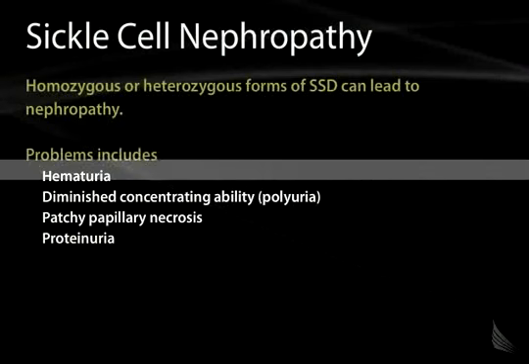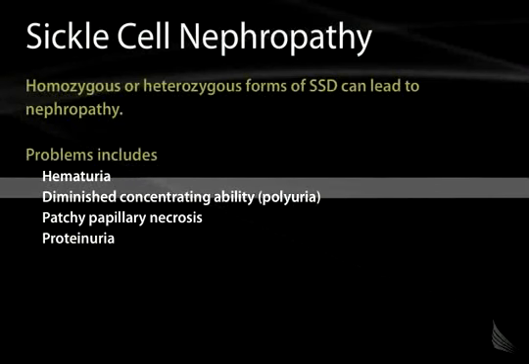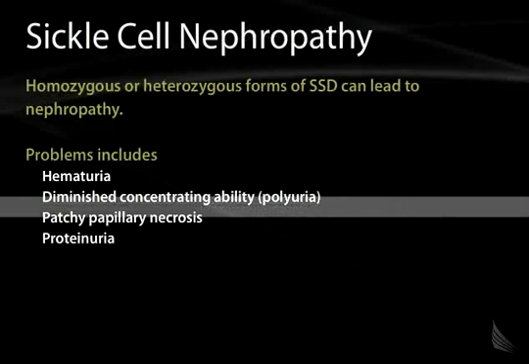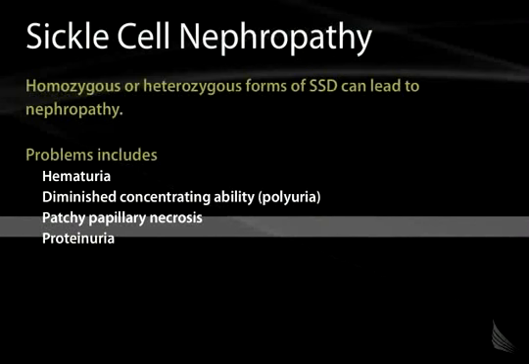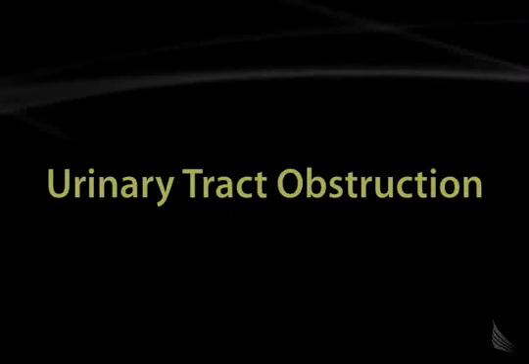Problems in this disease include hematuria, diminished ability to concentrate urine, meaning that you get polyuria, increased urine production that is dilute. You can get patchy papillary necrosis, again from obstruction of the microvasculature, and proteinuria that results from the death of renal tissue. These are the vascular diseases of the kidney.